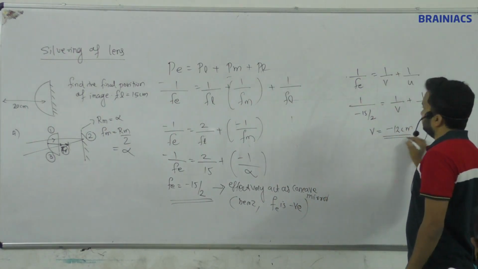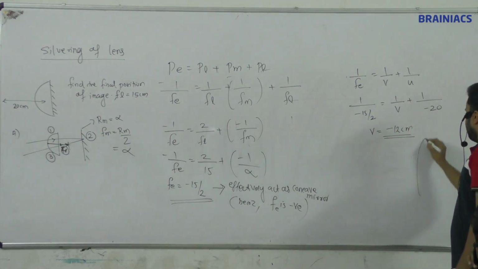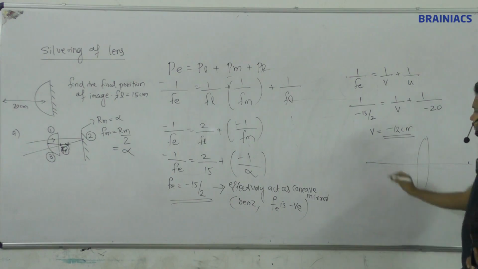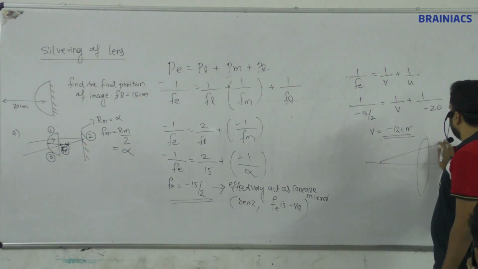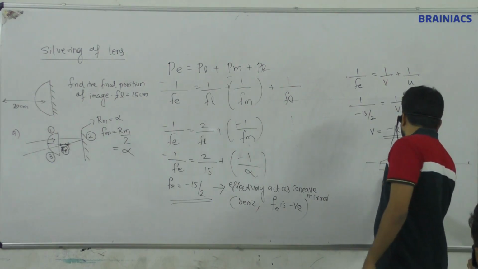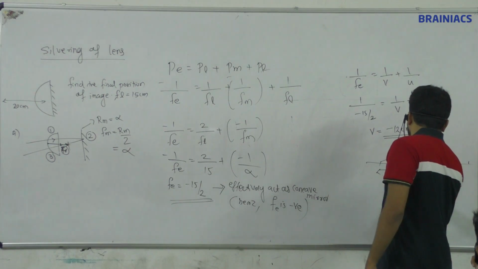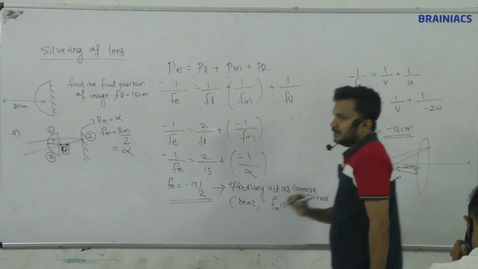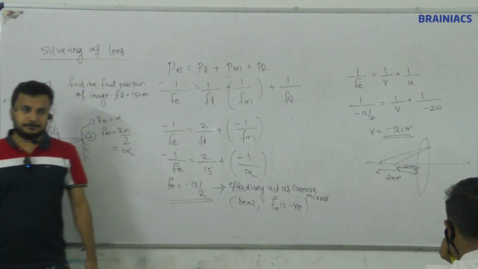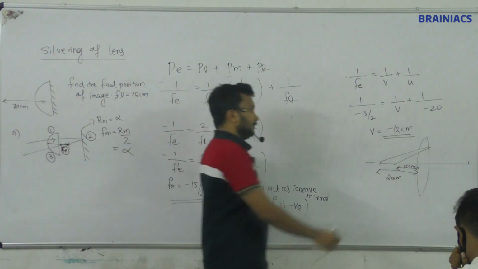Minus indicates what? The image is on the same side. Correct? Minus means that along the principal axis, the object will be here, and after reflection the image will be formed. The object is at a distance of 20 centimeters away. The image is at a distance of 12 centimeters away. That's the meaning. Correct?